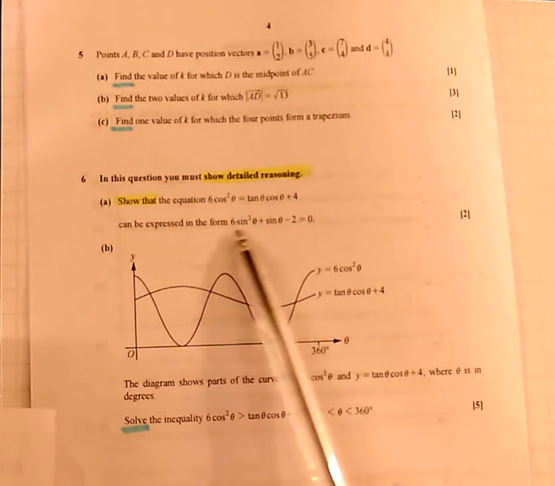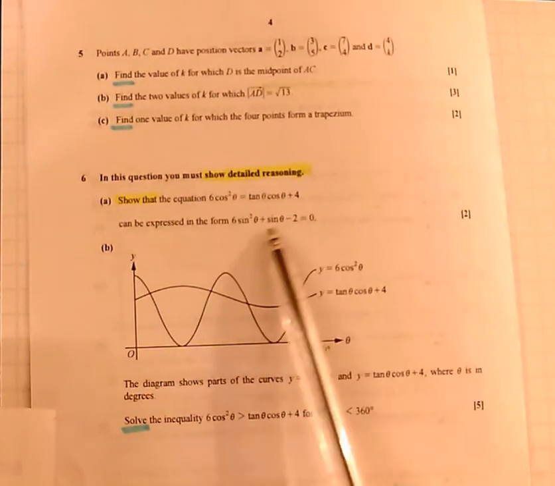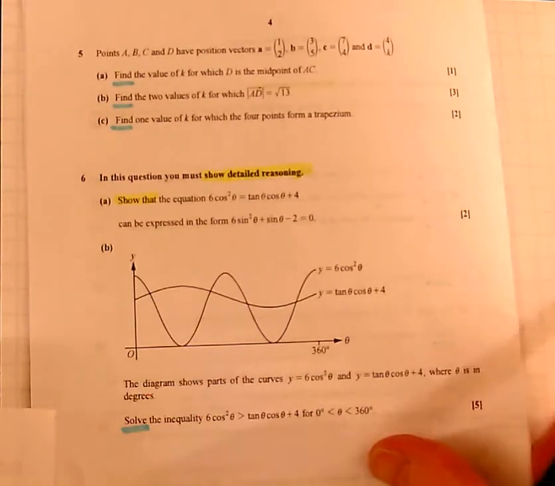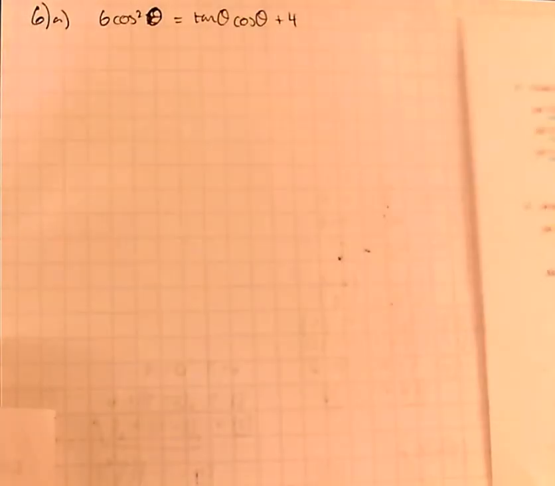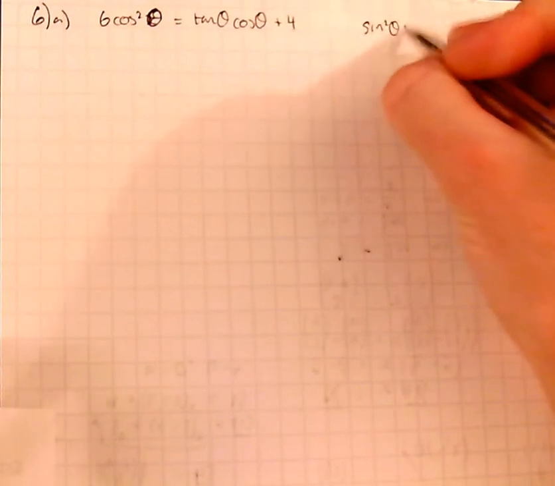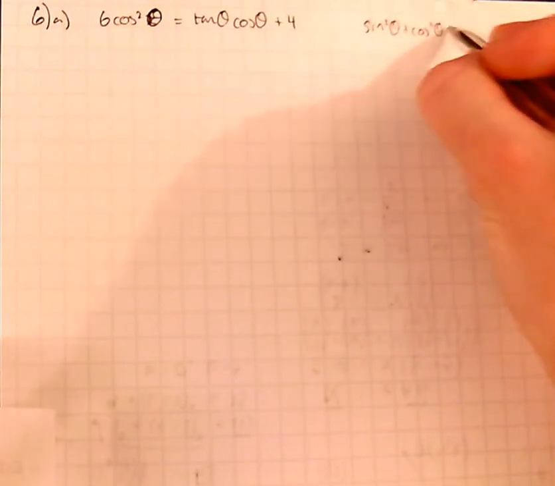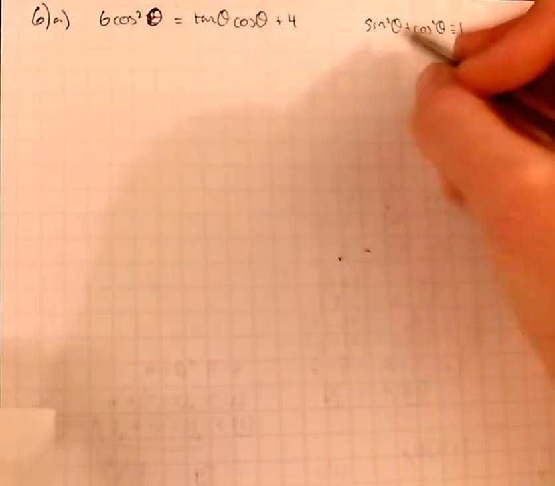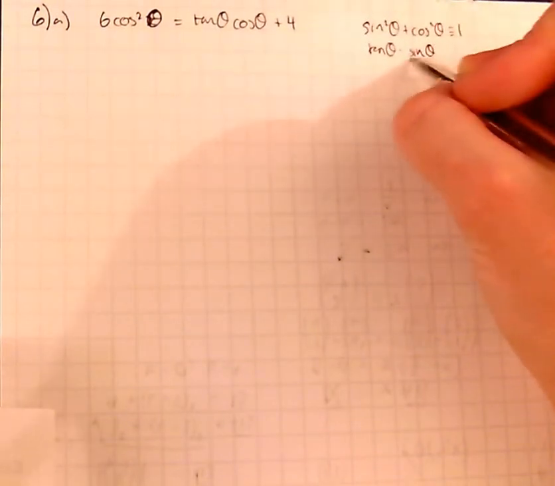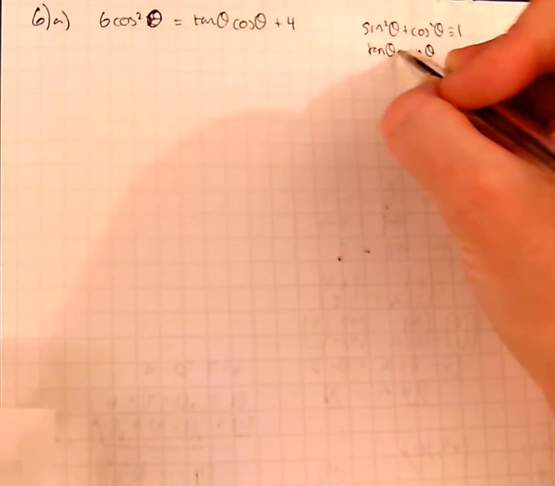So notice it's all in terms of sine. We've ended up with a nice hidden quadratic here. In year 12, you learnt 2 different identities to do with trig. So you learnt sine squared theta plus cos squared theta is equivalent to 1, and you also learnt that tan theta can be written as sine theta over cos theta.